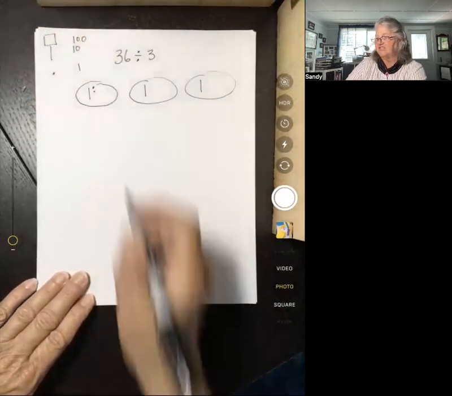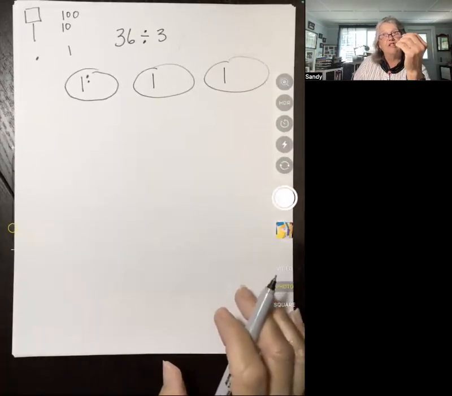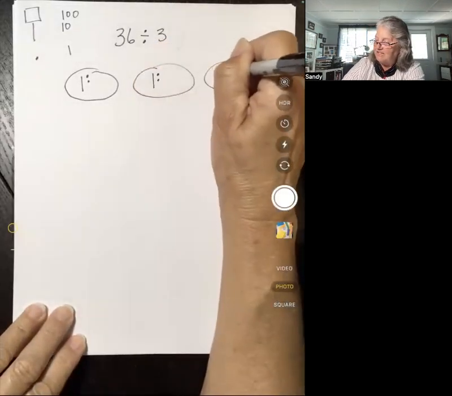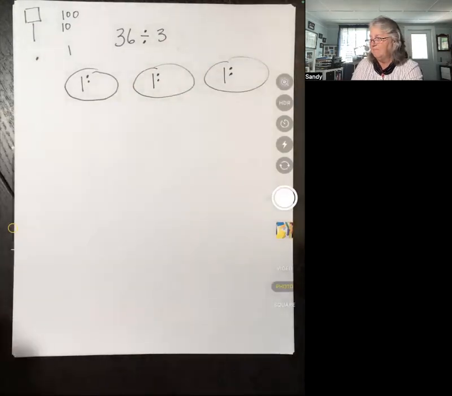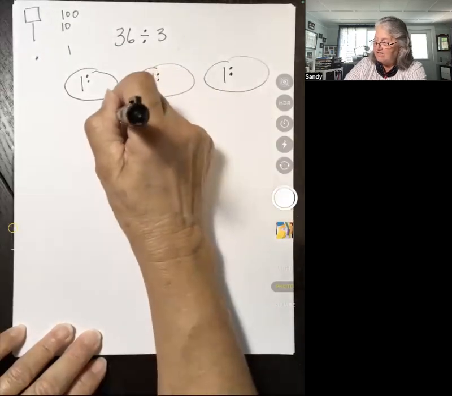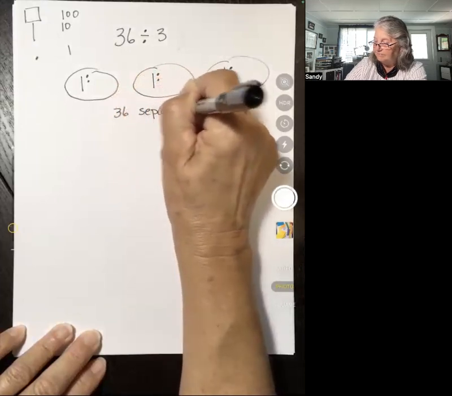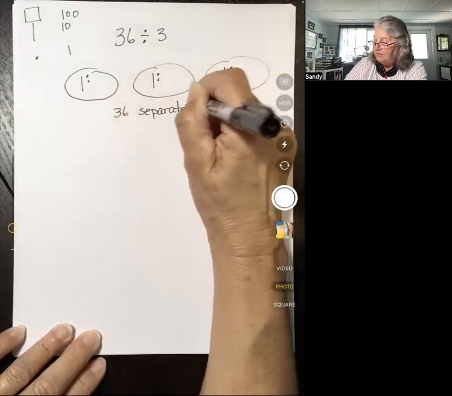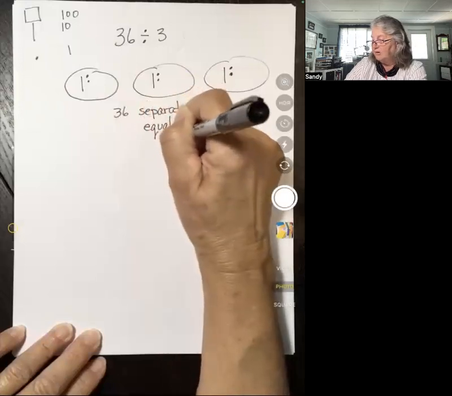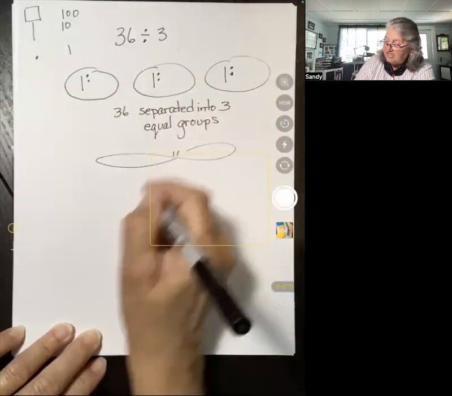And part of the reason I do the sticks for tens and ones is so your children, quite often as they get going quickly, all their models start to look the same, all those rectangles. So I'm purposely setting them up to have an efficient way to draw the pictures. Now this is 36 separated into 3 equal groups. It's partitioning. Okay.